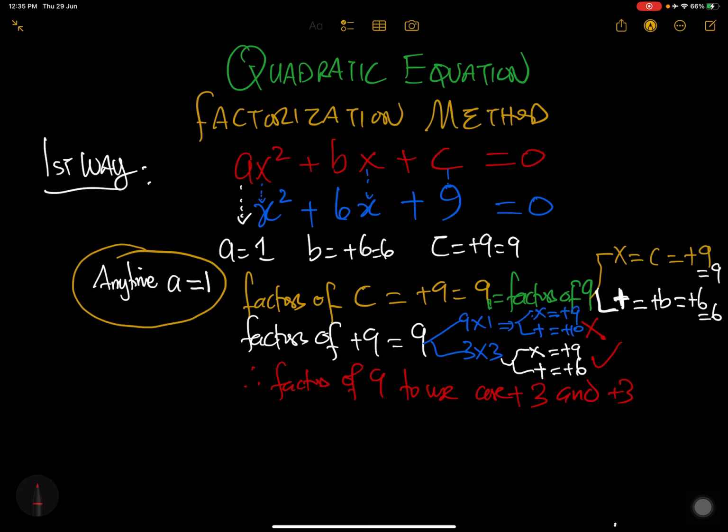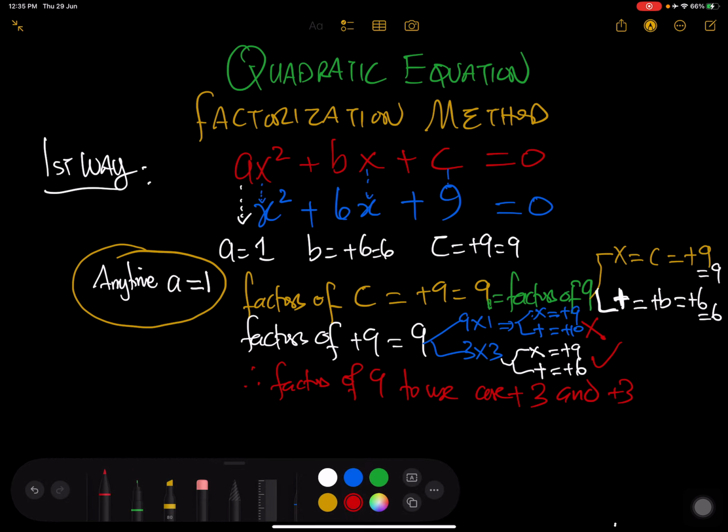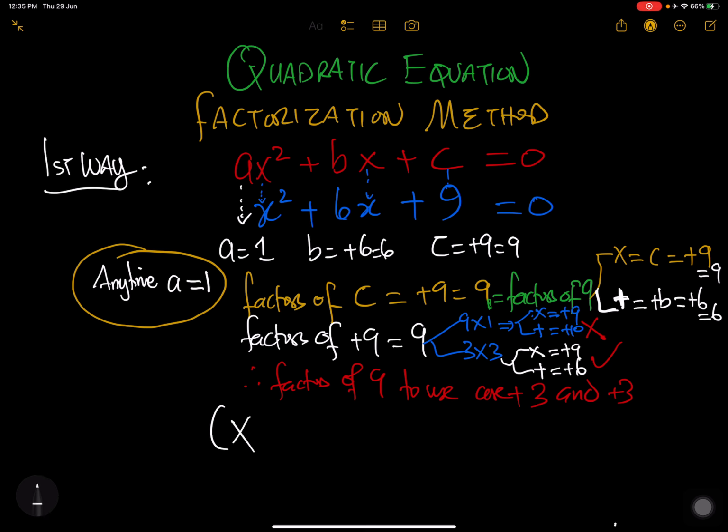The moment we know this, all we need to do is write this down. Write your x and then the factor. This factor is plus 3. If it's negative 3, it will be negative 3. Then write another x in the next one, plus 3. So let's say the factors were negative half and 1. What we're going to get is x minus half, and then x plus 1, because these are the factors.